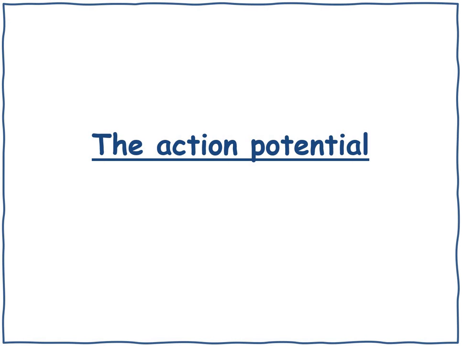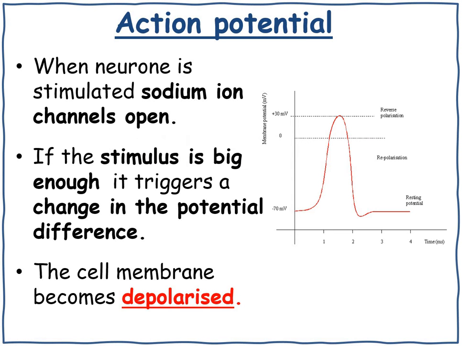The action potential. So when a neuron is stimulated, sodium ion channels open, and if the stimulus is big enough, it triggers a change in the potential difference, and the cell membrane becomes depolarized.